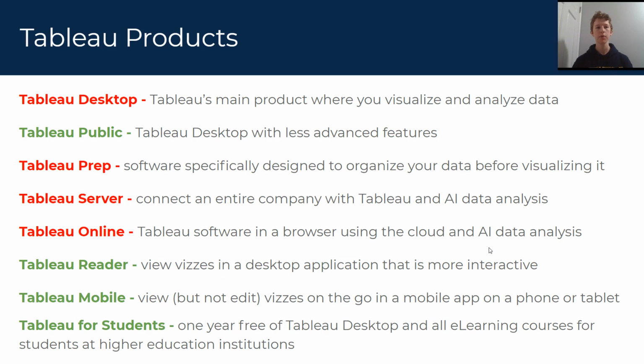So here are most of the most prominent products that Tableau offers. Tableau Desktop, which I've talked about, is their main product where you visualize and analyze data. And then Tableau Public, which is what I've been using and what you've been using, is Tableau Desktop with less advanced features, but it still does the same basic stuff.